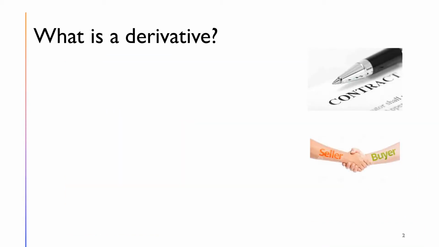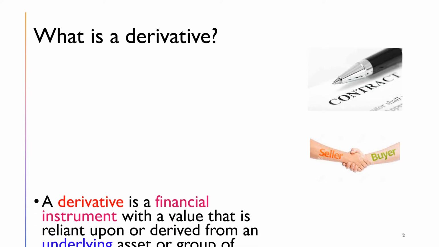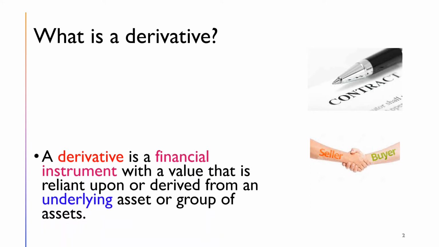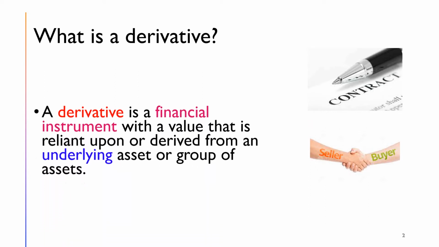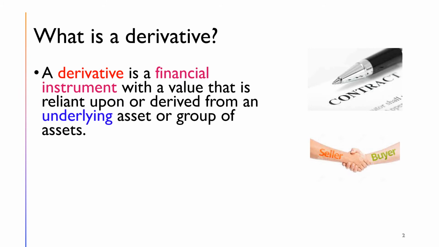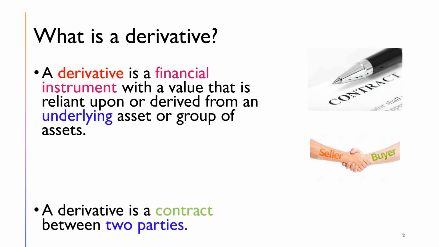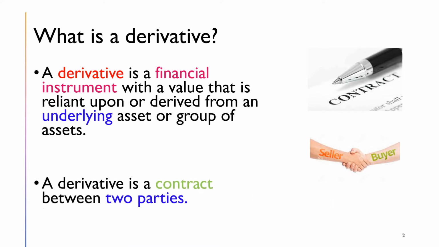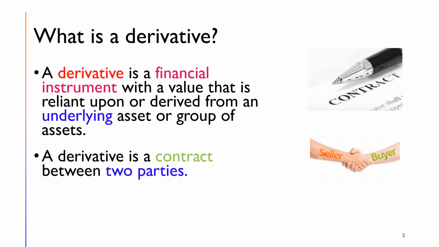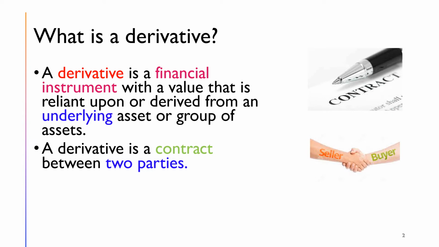What is a derivative? A derivative is a financial instrument with a value that is reliant upon or derived from an underlying asset or group of assets. The payoff of a derivative depends on the value of the underlying asset. A derivative is a contract between two parties. As a form of legal contract, derivatives have a definite lifespan and expire on a specified date.